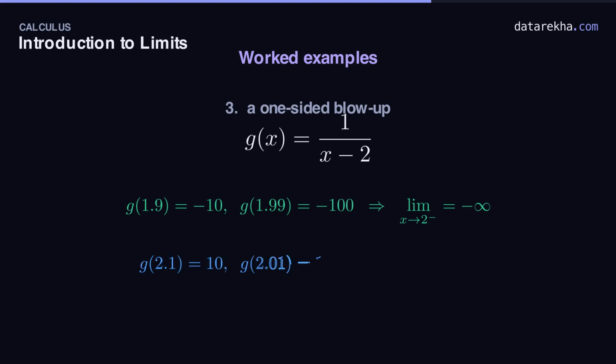Just right of 2, x minus 2 is a tiny positive, so 1 over it is a huge positive. g of 2.1 is 10. g of 2.01 is 100. The right-hand limit soars to plus infinity. Minus infinity on one side, plus infinity on the other, as far from agreeing as possible. So the two-sided limit at 2 does not exist.